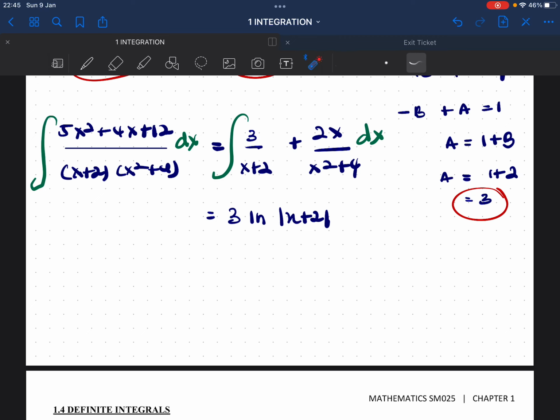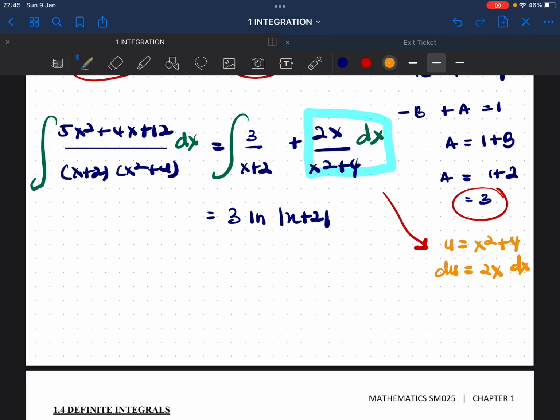Okay, how are we going to integrate this part here? What method do we have to use? 2x over x squared plus 4. Can we use basic rules? Nope. Can we use substitution? Yes, we can. So let's do substitution here. So that will be u equals to what? If we have a fraction, normally we will use the denominator as our u. So that will be x squared plus 4. So du is equals to 2x dx.